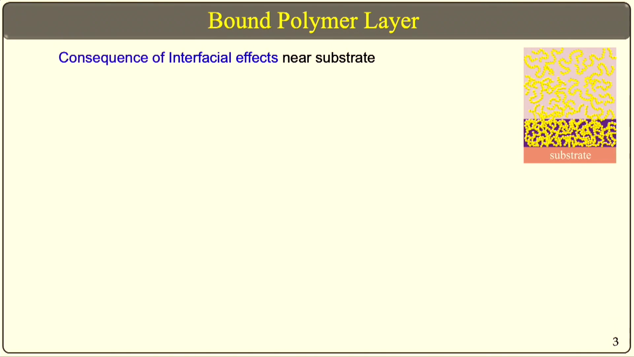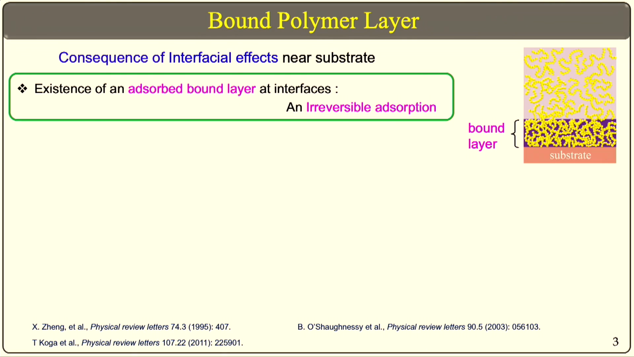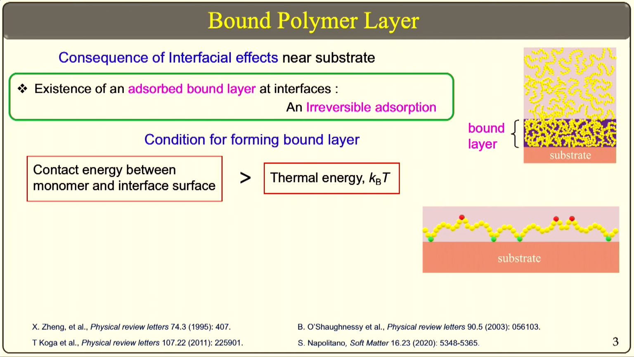a consequence of such interfacial effects is, if you look at the cross section, there is a certain layer that has been recently found, known as an adsorbed layer or a bound layer, which is next to the substrate and a few nanometers in thickness. The condition for the formation of such an adsorbed bound layer is this: suppose this is a polymer chain, and the contact energy between the monomers, say these green monomers adsorbed to the substrate, at that instant of time is greater than the thermal energy of the system, then the polymer chain or the monomer gets adsorbed to the substrate.